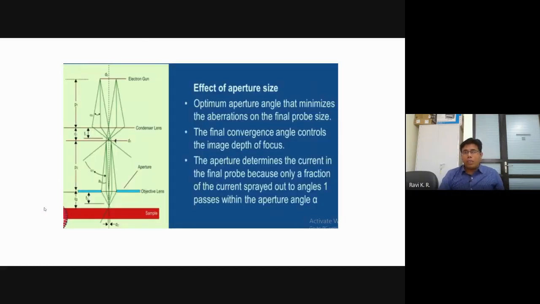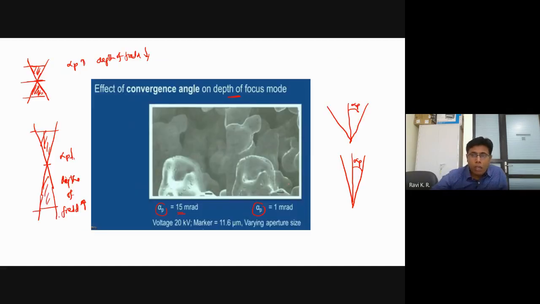The effect of aperture size. See how to do this one. What is it that we discussed? One is actually the working distance.